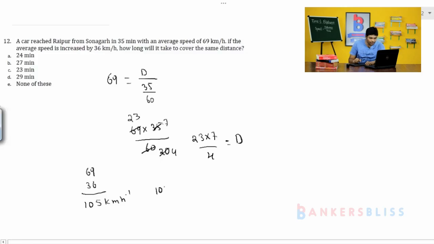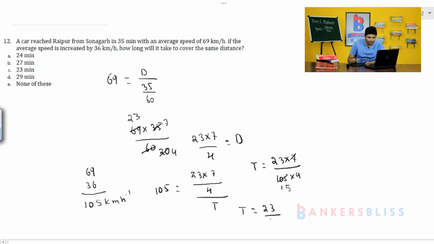See here, 105 is equal to distance 23 into 7 by 4, whole divided by t. Therefore, time is equal to 23 into 7 divided by 105 into 4. See here, 7 1s are 7, 7 5s are 35. So, time is 23 by 15 into 4, that is 60. Okay, time is 23 by 60 hours.